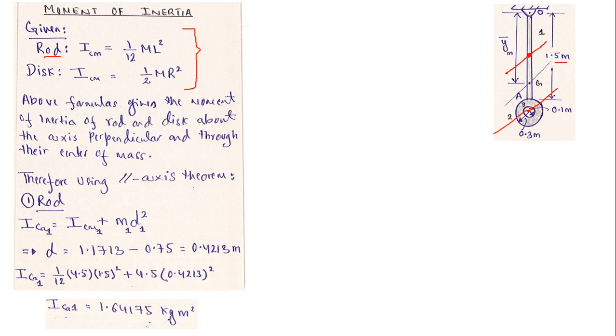So we see that each of these axes is basically separated by some distance, some perpendicular distance. Okay, all these axes are parallel to each other.